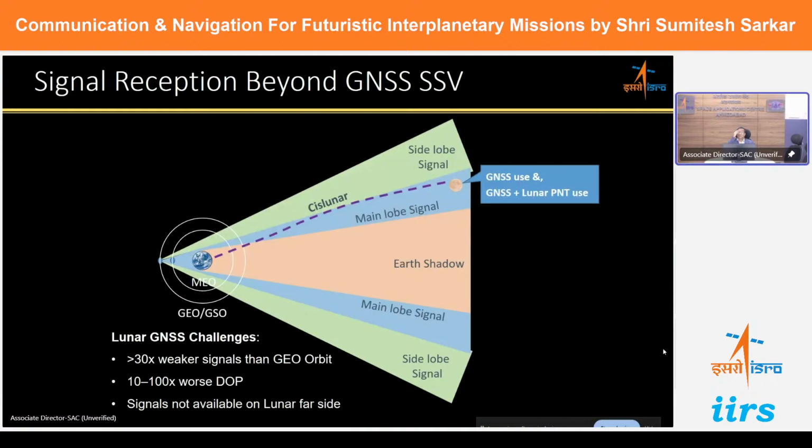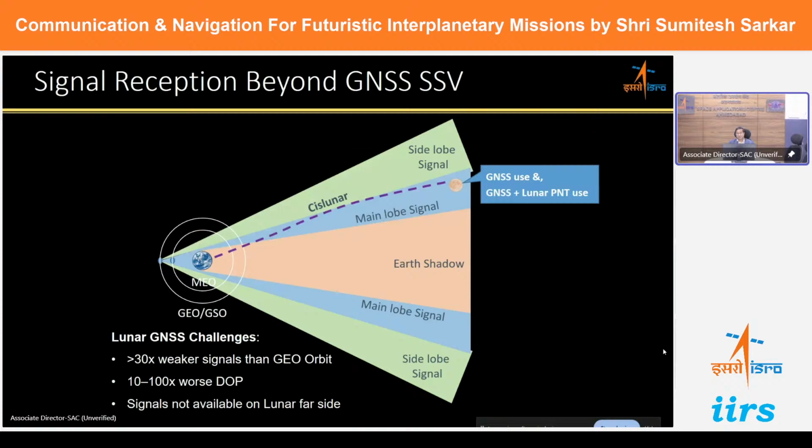Yeah, this is how, in the cislunar distance, the distance between the Earth and the Moon, the signal travels, and in between you get Earth's shadow. But the signal is 30 times weaker than it is on the surface of the Earth. Of course, one more issue that matters is this dilution of precision. We call it DOP. That means how these four satellites, which are transmitting the navigation signal, are distributed. It depends on the specific geometry.